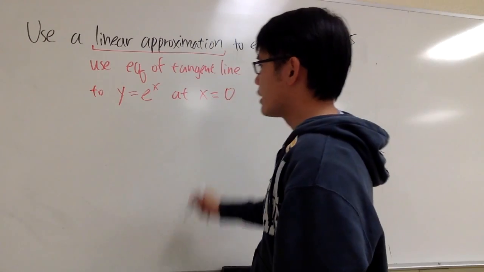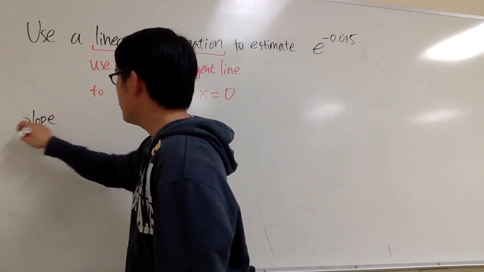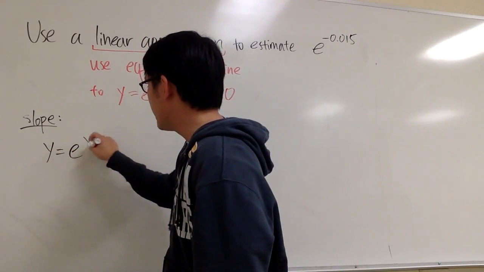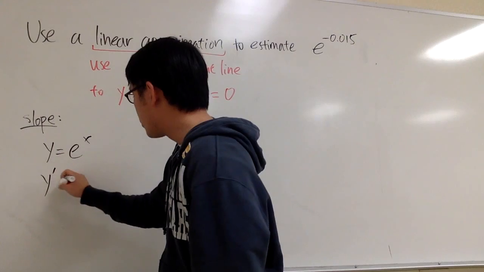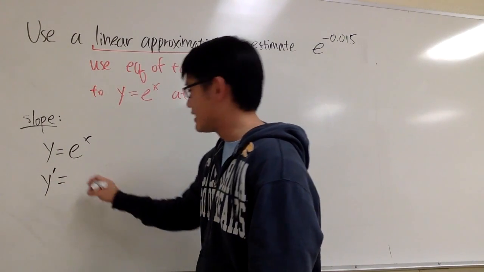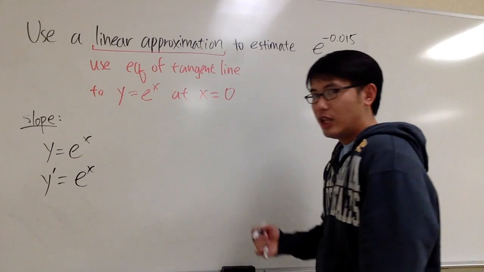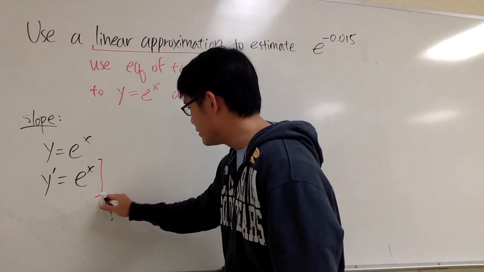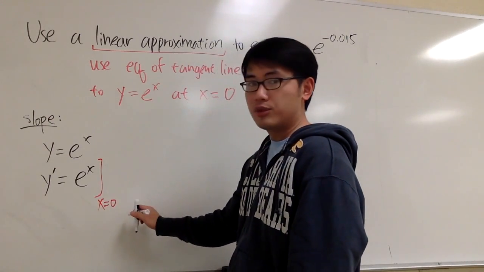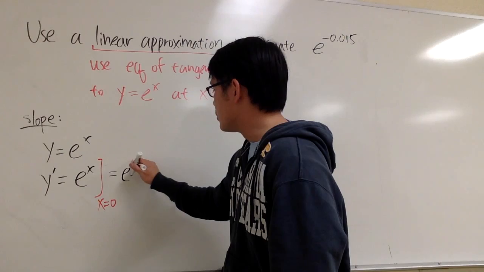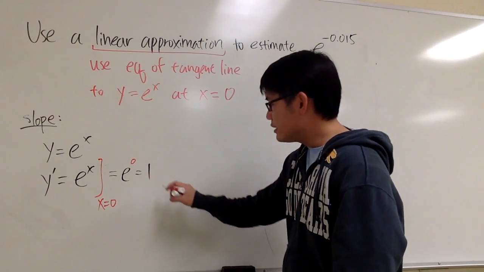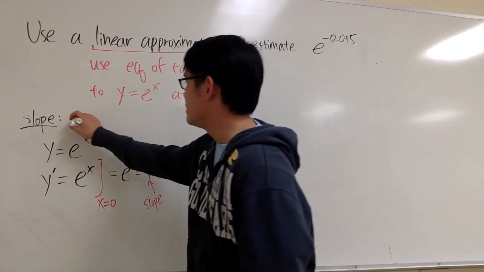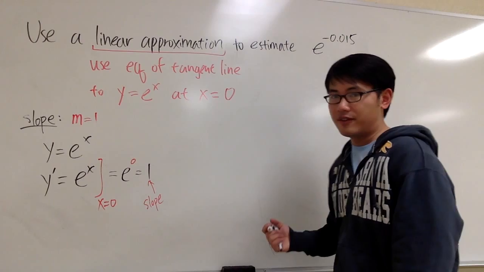To get the equation of a tangent line, we have to get the slope. So let me do it right here. For the slope, we look at the function, which is y equals e to the x. I have to take the derivative of that, y prime, which is still e to the x. But then the slope is going to be a number. I have to plug in 0 into here. So I'm going to plug in x equals 0. That will give me e to the 0, which is equal to 1. And this right here is the slope, usually denoted by m. So I can write m equals 1. And we got that first part.